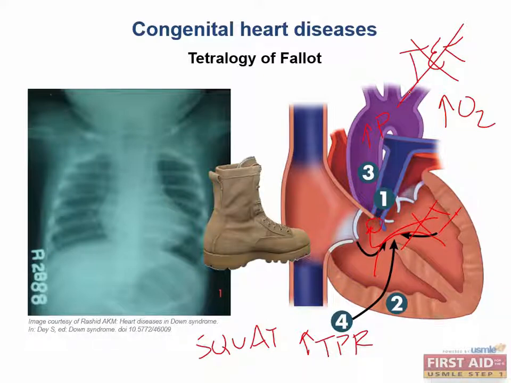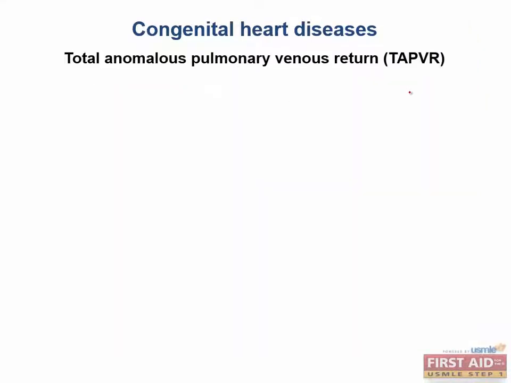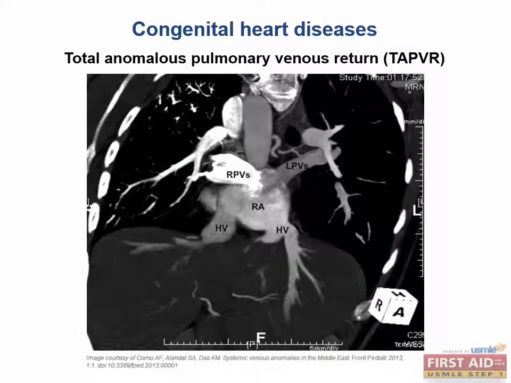So now let's move on to the last of the cyanotic heart defects. Okay, so total anomalous pulmonary venous return. Let's orient ourselves to this image. This image is showing the right and the left pulmonary veins dumping back into the heart. Here's the right atrium. Do you see how the right and left pulmonary veins are draining into the right atrium?